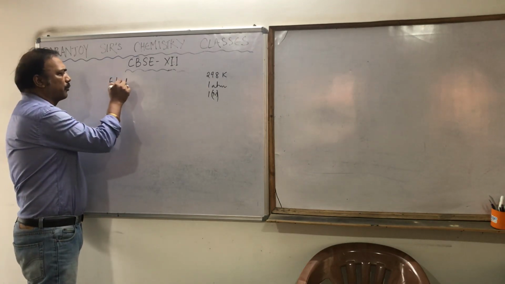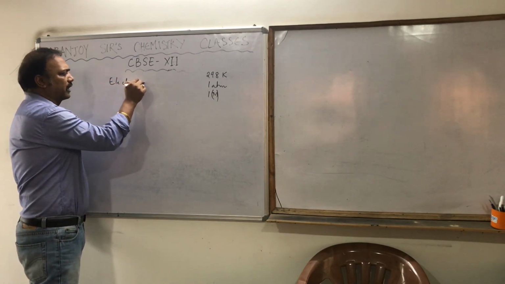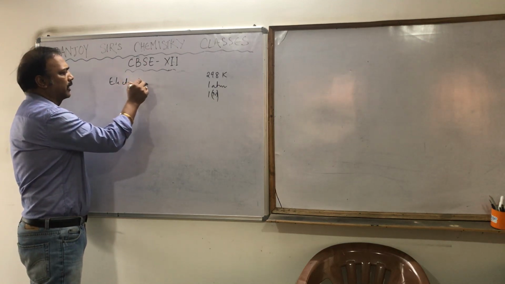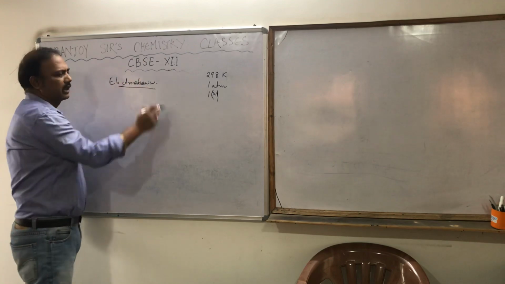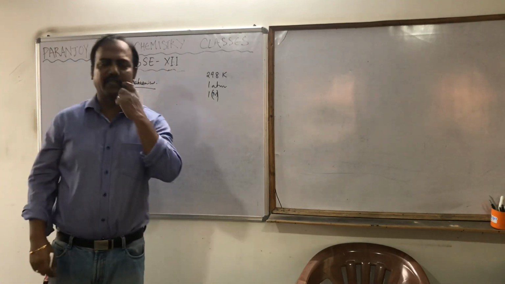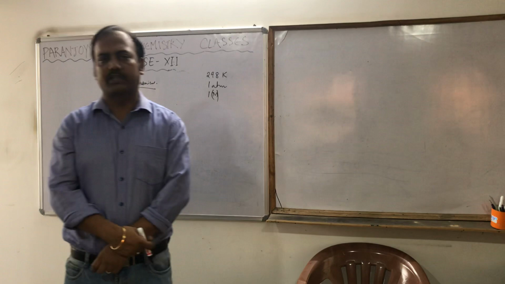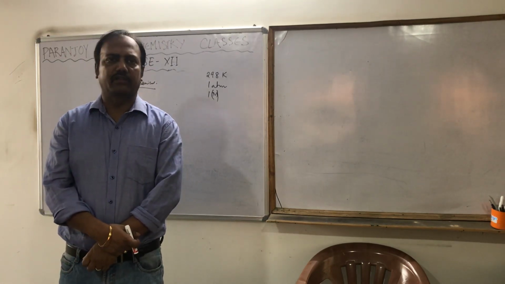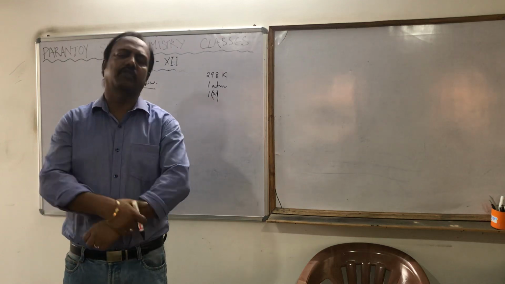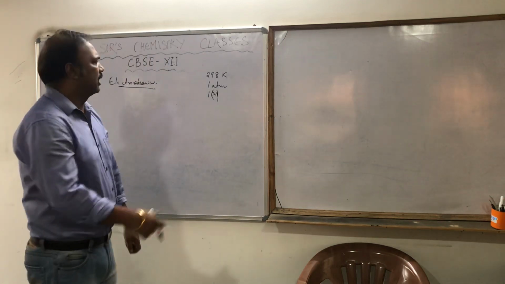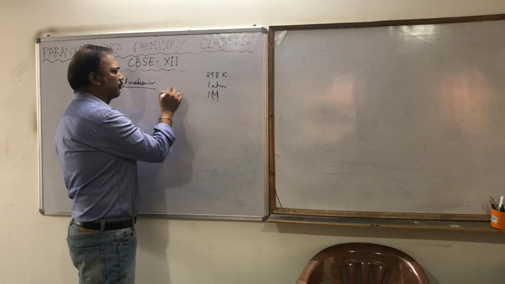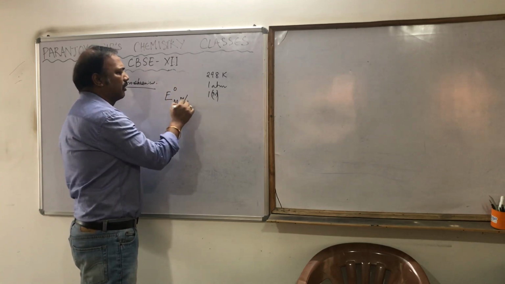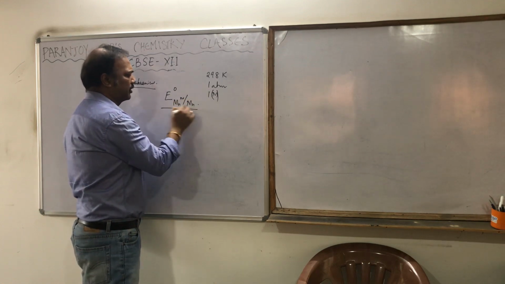And one more important thing that you should not forget ever: in the cell, the reaction at the anode is oxidation, and at the cathode the reaction taking place is reduction. Now it doesn't matter whether the reaction is taking place oxidation or reduction, the electrode potential of the electrode we are always going to take as the reduction electrode potential. Always we are going to take the reduction electrode potential.